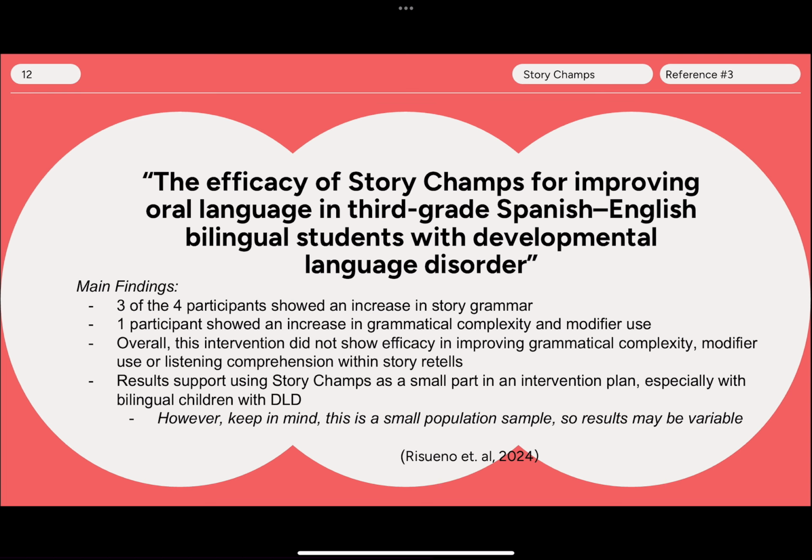This last reference kind of went against the first two. Its main result was that it supported Story Champs because 3 of the 4 participants showed an increase in story grammar and 1 showed an increase in grammatical complexity and modifier use. However, it did not show efficacy in improving grammatical complexity, modifier use, or listening comprehension within story retells. So they overall said that Story Champs should be used as a small part of an intervention plan and not the whole thing, especially with bilingual children with DLD. However, this was a small population sample, so results may be variable.